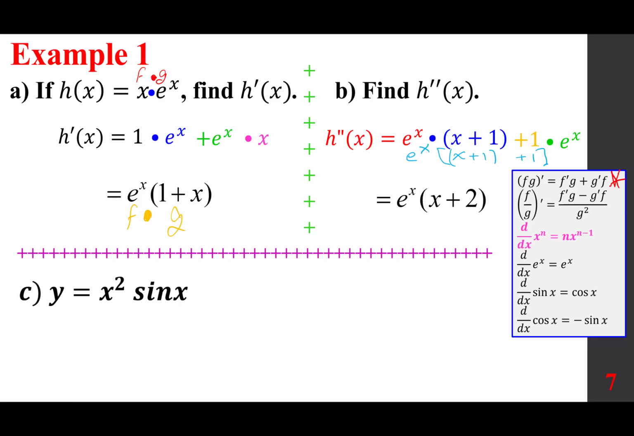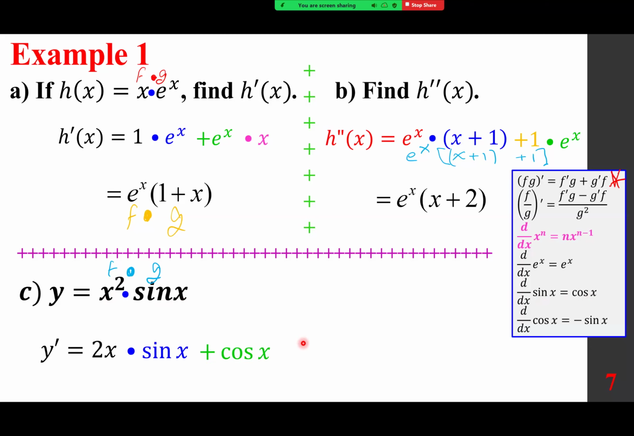Y equals x squared sine x. I put a raised dot in between, and I'm going to say f times g. The f function is simply x squared, and the g function is sine x. And again, I go back to the product rule, and I use that. So x squared, of course, using the power rule gives me 2x times g, which is simply sine x, plus g prime, the derivative of sine is cosine, times f, which is x squared.